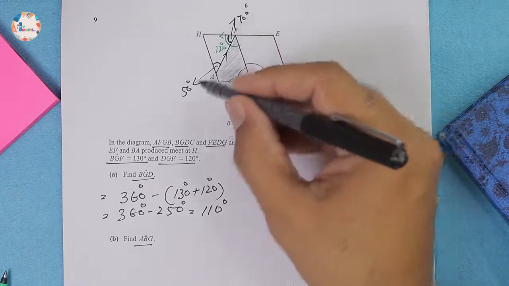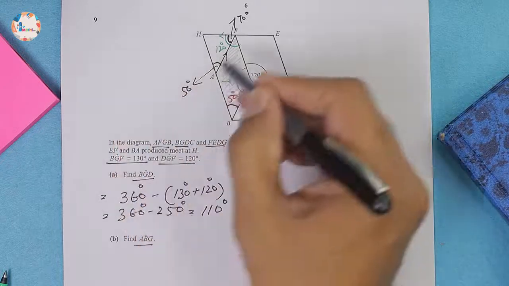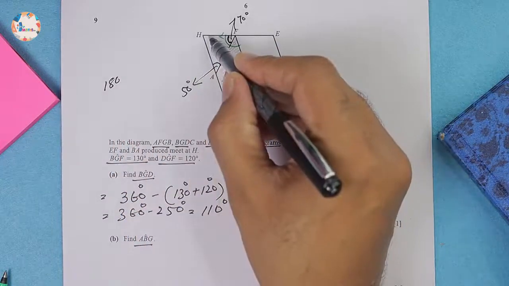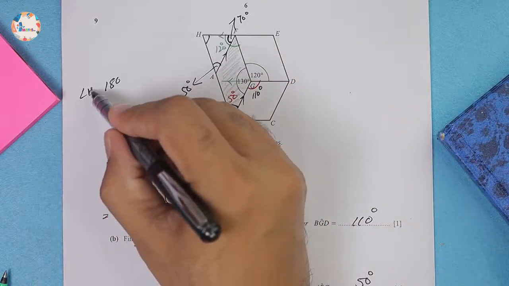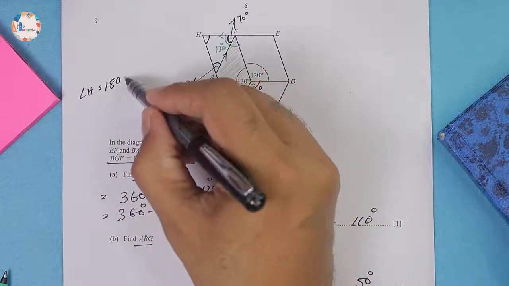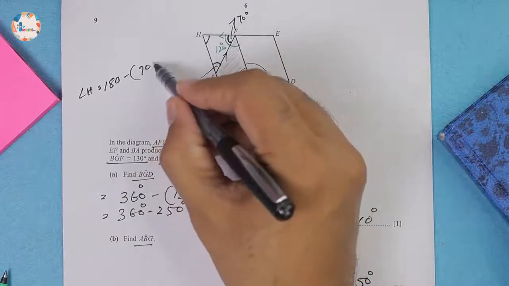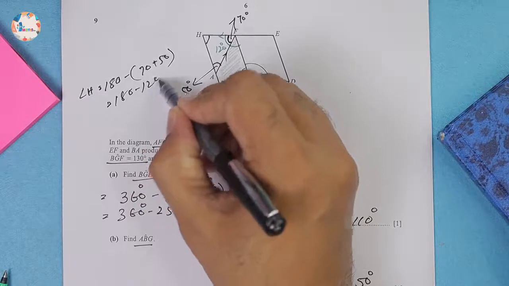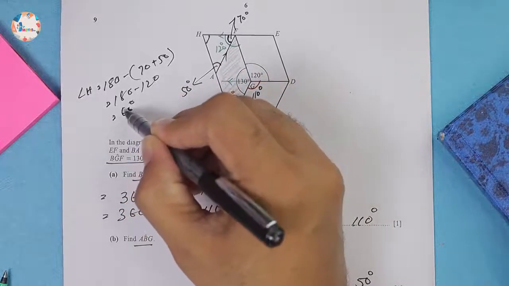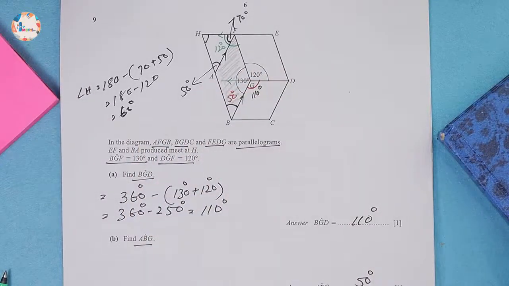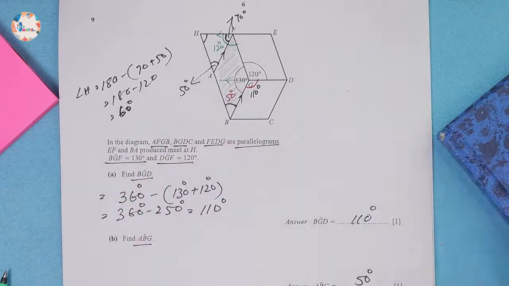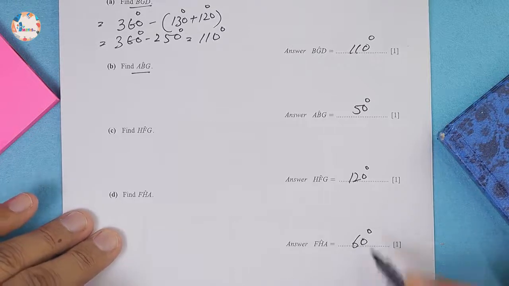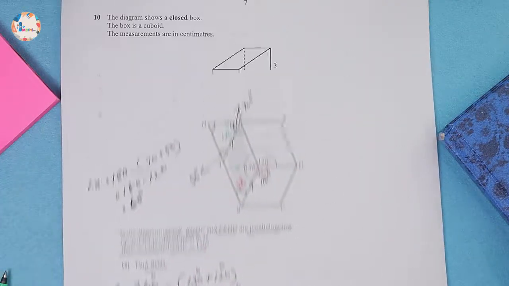So this 70 and 50 will be subtracted from 180 for this angle. So angle H will be equal to 180 minus 70 plus 50, which is 180 minus 120, which is equal to 60 degrees. So this is how we can reach the 60 degree angle, which is H. So this is the answer over here. I have explained it on the diagram.